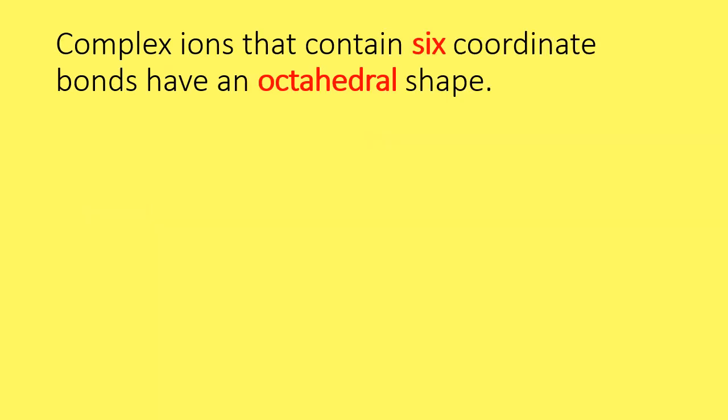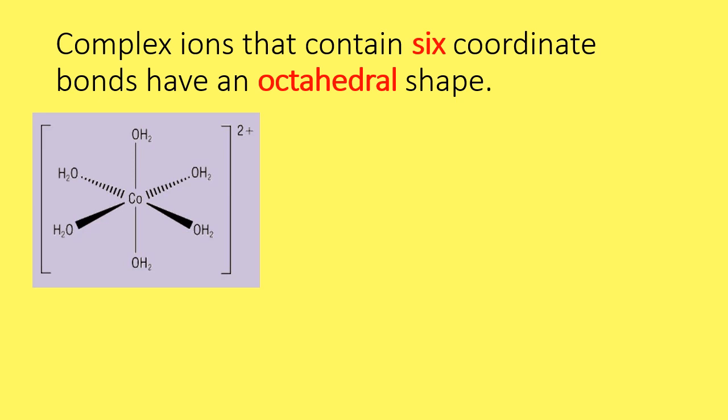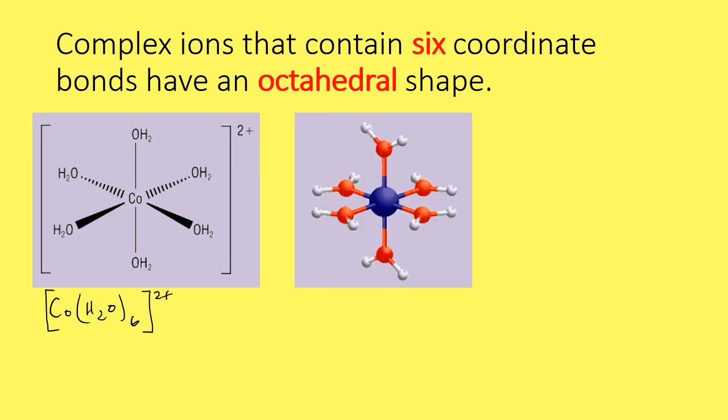So first of all, let's have a look at complex ions that contain 6 coordinate bonds, and they have an octahedral shape. So 6 coordinate bonds, octahedral. Let's have a look at an example. Example would be here, we've got cobalt hexaaqua complex. So let's write the formula of this. We've got cobalt, our ligand is water, we have 6 of them, and our complex has a charge of 2+. So we have the cobalt hexaaqua complex here, and in a different view we might see it like this, slightly easier to see its shape.